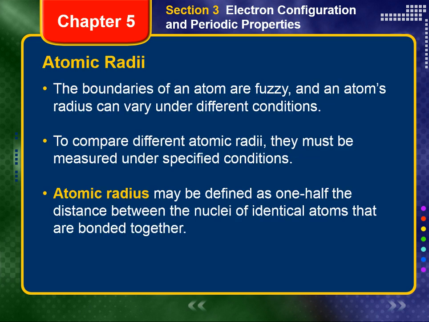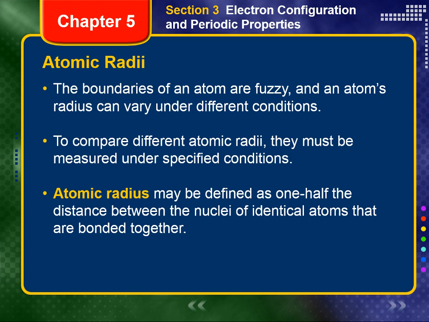Chapter 5, Section 3, Electron Configuration and Periodic Properties. So far, you have learned that the elements are arranged in the periodic table according to their atomic number, and that there is a rough correlation between the arrangement of the elements and their electron configurations. In this section, the relationship between the periodic law and the electron configurations will be further explored.